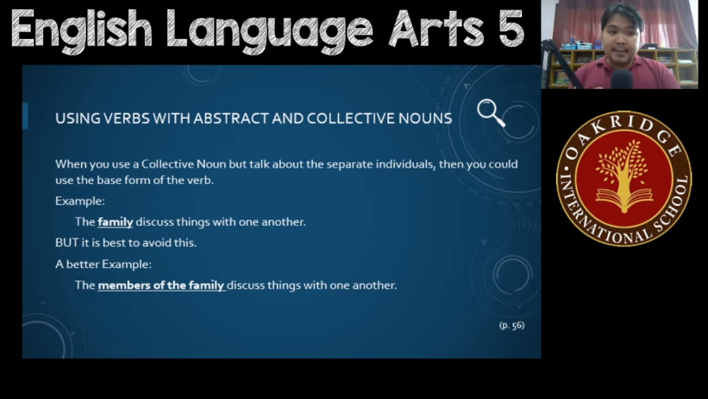But when you use a collective noun but talk about separate individuals, then you could use the base form of the verb. So for example, the family discuss things with one another. When you're talking about the different members of the family, you would have to use the base form, discuss.